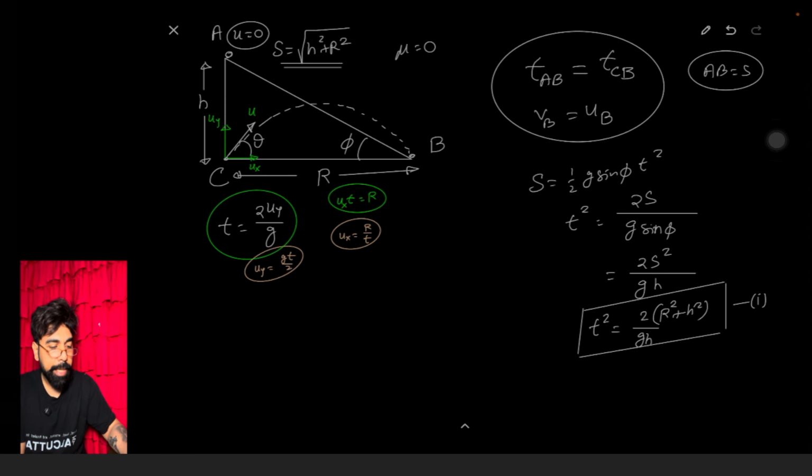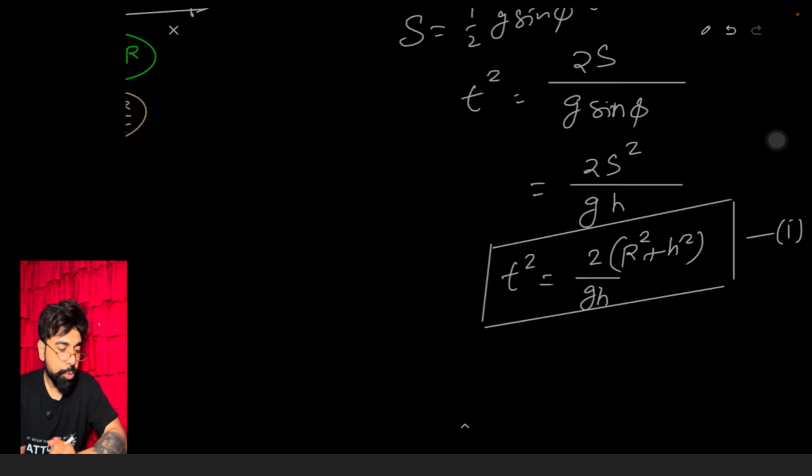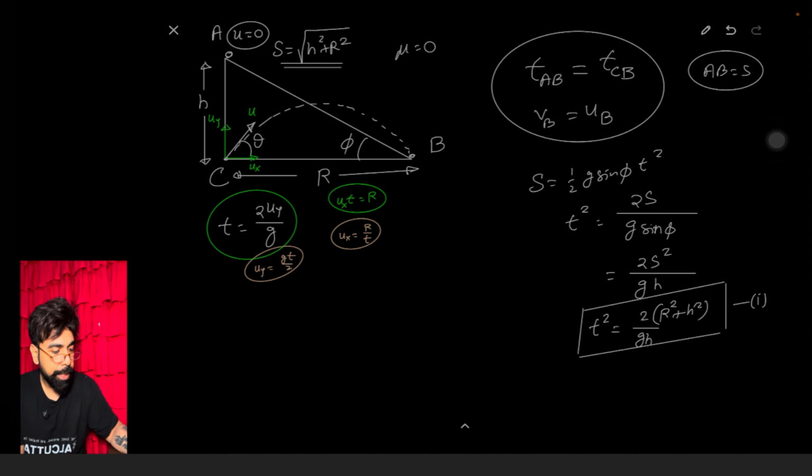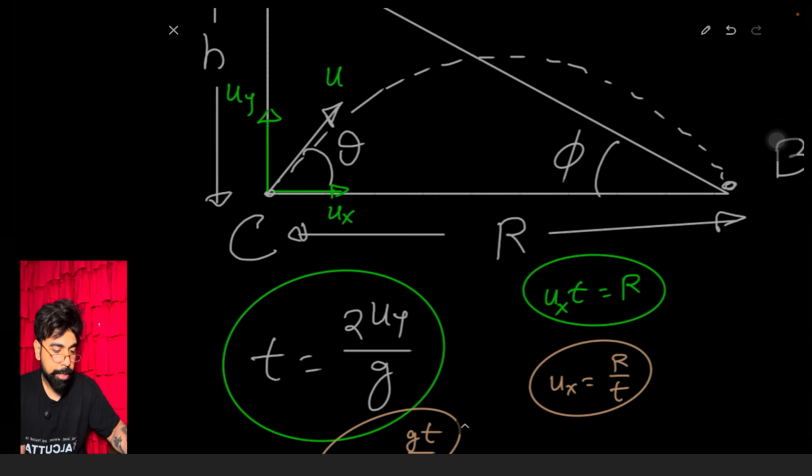See, the target is that I have to find out the angle phi. So, what I am trying to do is get an equation involving h and r. So, how to do that? I got the t square. So, somehow I have to relate this.